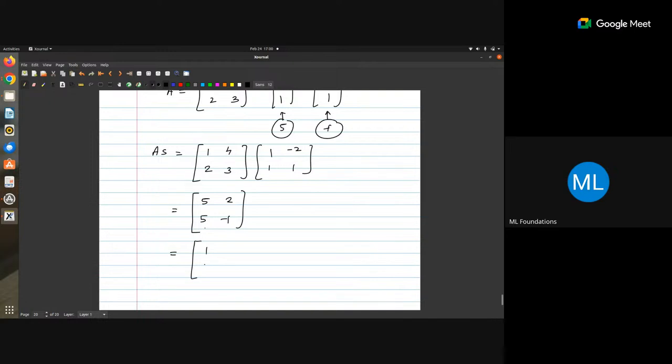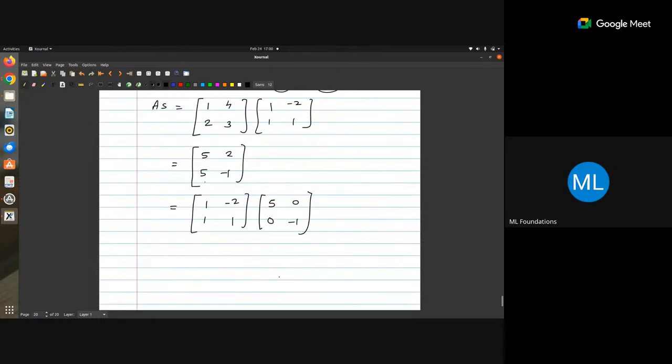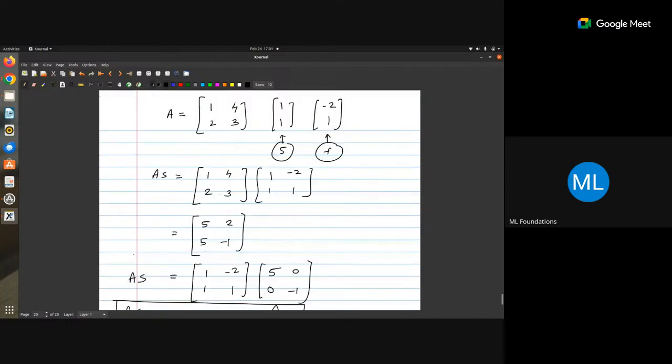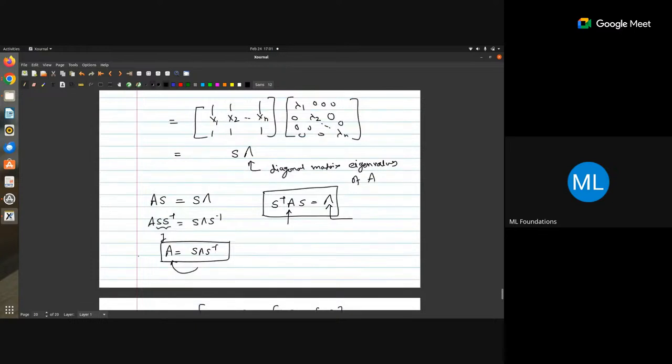I can write this again like this: S is 1, 1, minus 2, 1, and the diagonal matrix is 5, 0, 0, minus 1. Correct. So this is S and this is the diagonal matrix Lambda. So if you have any matrix A given, and if you know its eigenvectors, you can find the diagonal matrix of it, which will contain the eigenvalues of that matrix A, right?